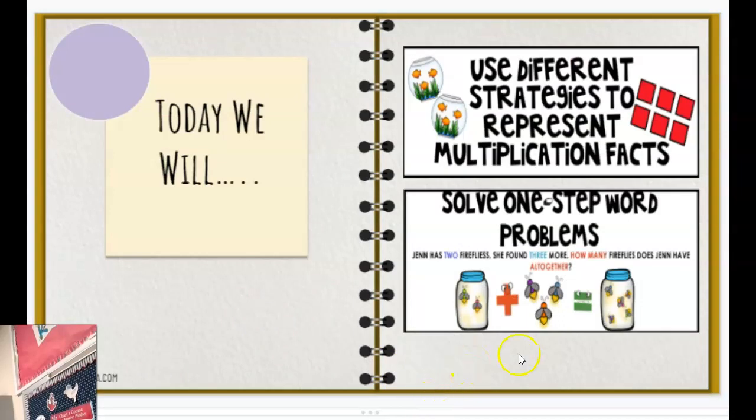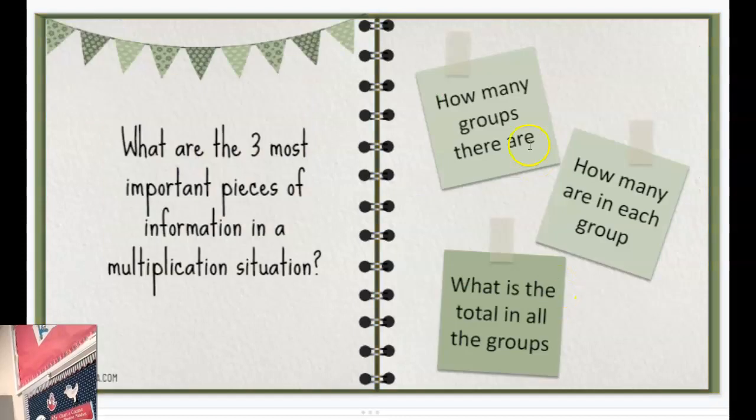Okay, today we will use different strategies to represent multiplication facts, and we're also going to solve some one-step word problems. Okay, what are the 3 most important pieces of information in a multiplication situation? 3 of them are how many groups there are, how many are in each group, and what is the total in all the groups.